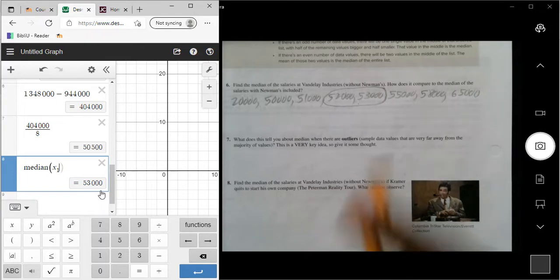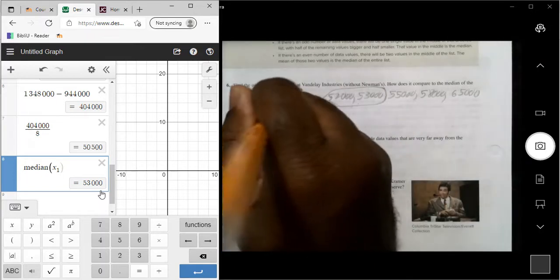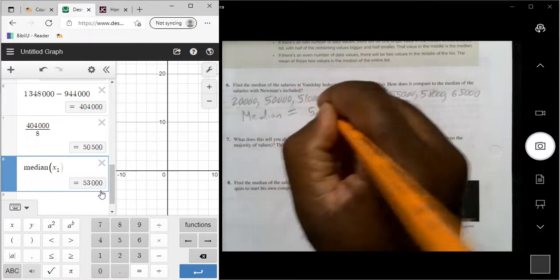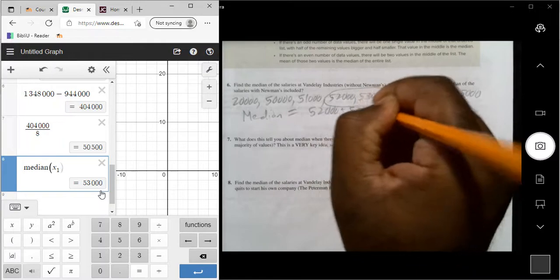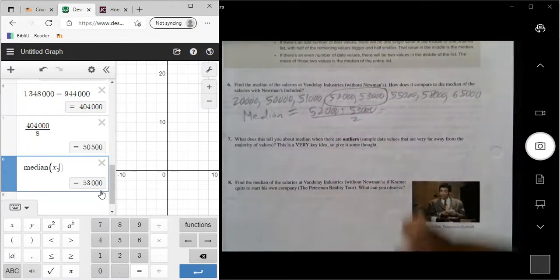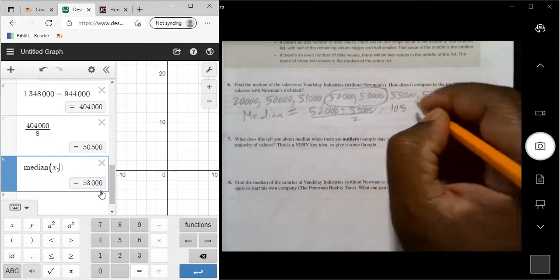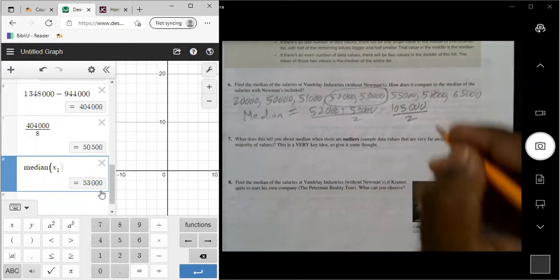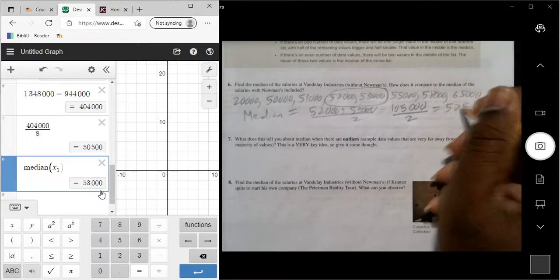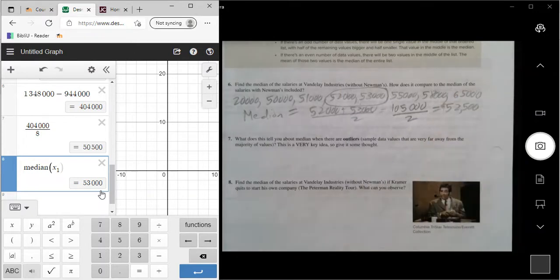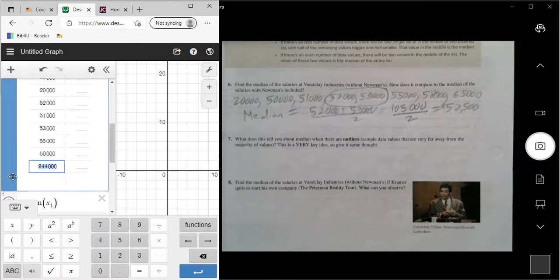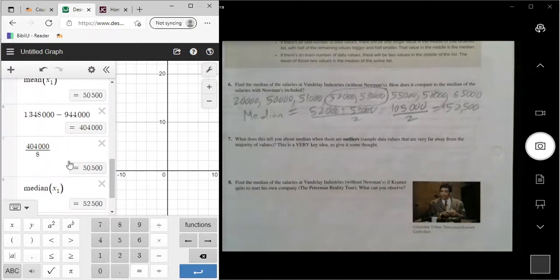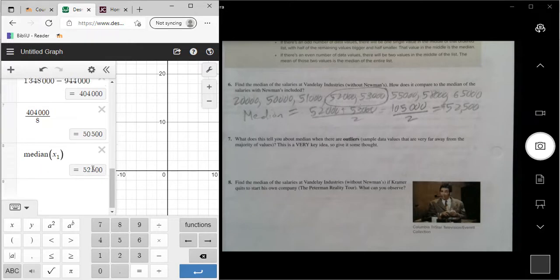So then you would add these two together. So the median, we'll take the 52,000 plus the 53,000 and divide them by 2. So this would give us 105,000 divided by 2. With 105,000, that'll be 52,500. That will be your median. Now, of course, here, if we just took out this 944,000, the median will automatically update, which is 52.5. So that's how you would get the median using the calculator.